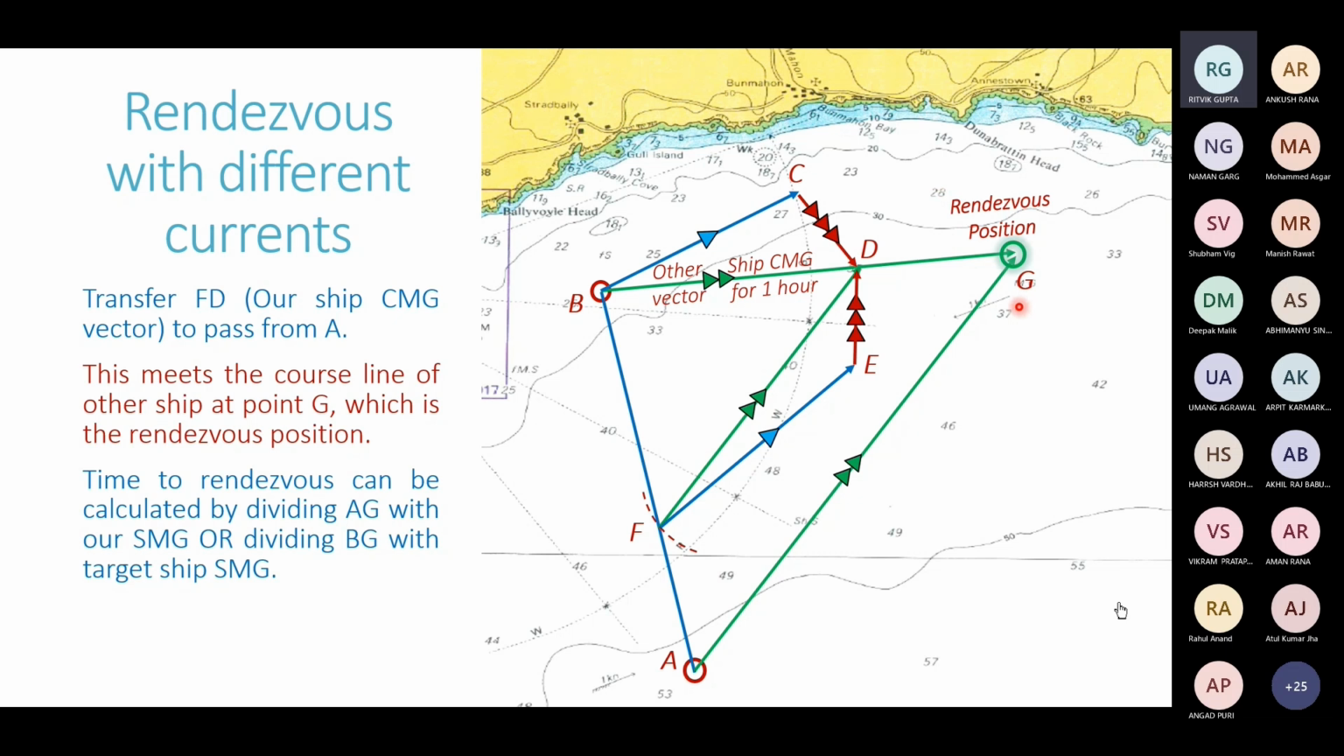Now this time to rendezvous can also be found using the target ship data. You can measure distance Bravo Golf. This is the distance made good by the target ship to the rendezvous position, and divide it by the speed made good of the other ship, which is Bravo Delta, and you will get the time to rendezvous. So beta, have a good look at the plot. Let me know the doubts.